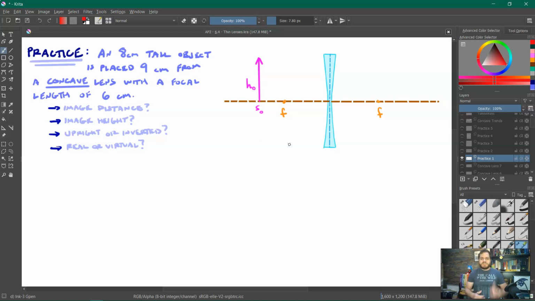We want to know the image distance, image height. Is it upright or inverted, or is it real or virtual? So go ahead and once again pause the video, give it a shot. Let's see how you do.